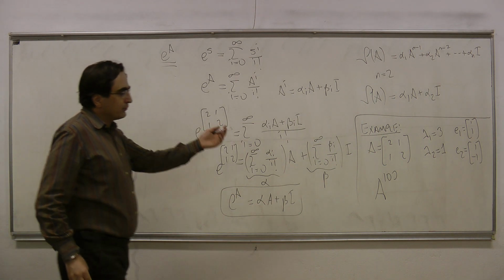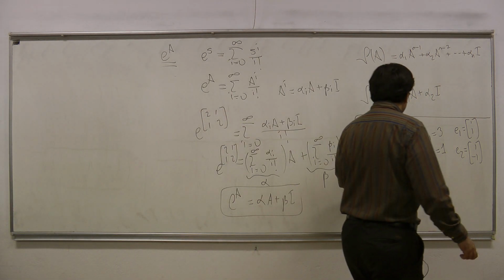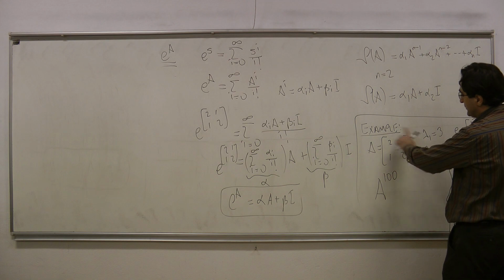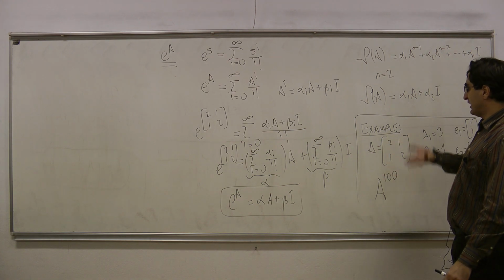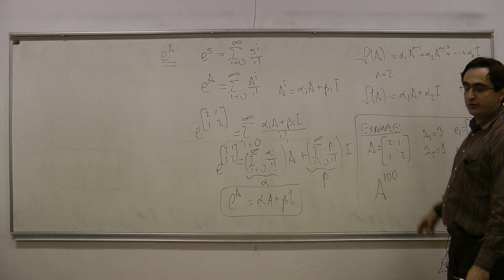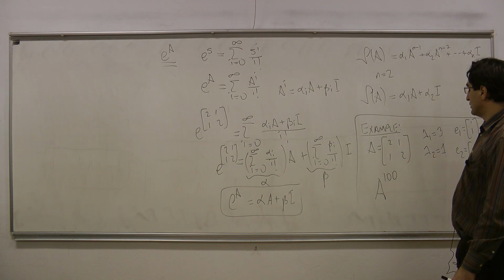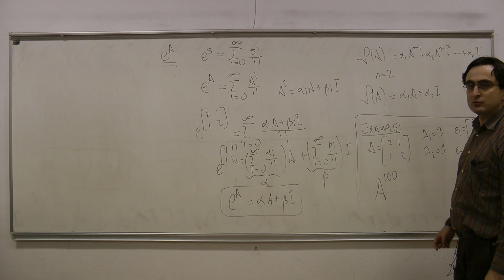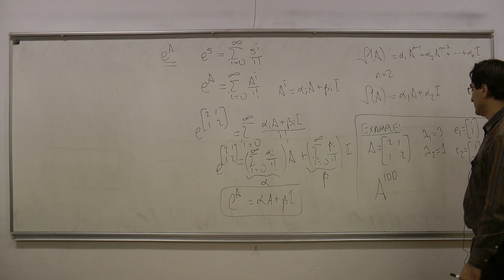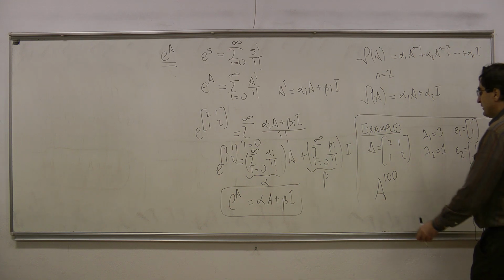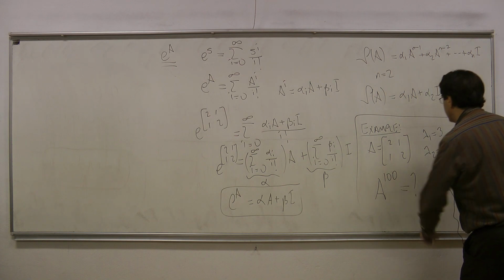Okay? So this is, of course, a power of a matrix, and you can obtain this by multiplying A with itself over and over until you reach the power 100. Okay? But really, I do not want to do this, but I would like to use the Cayley-Hamilton theorem. Okay? So this is the question.